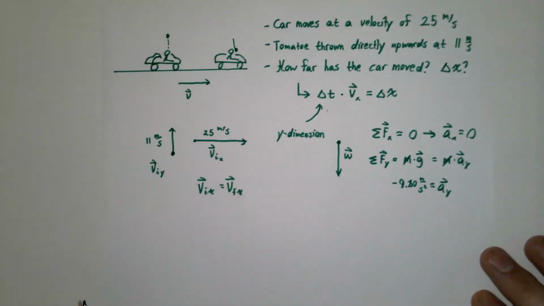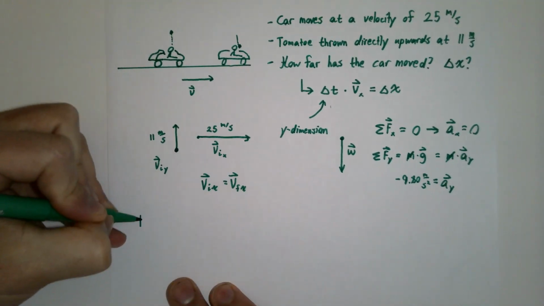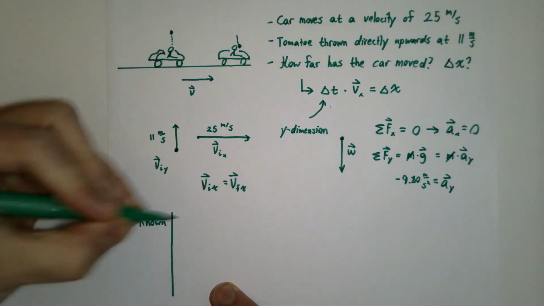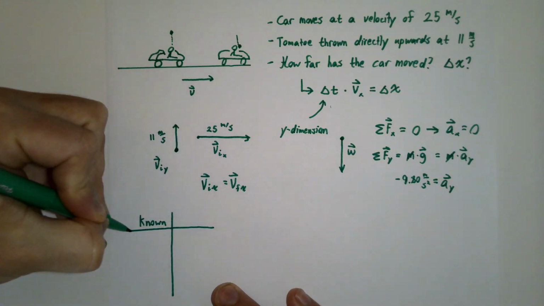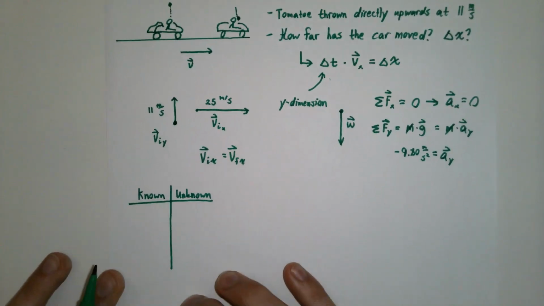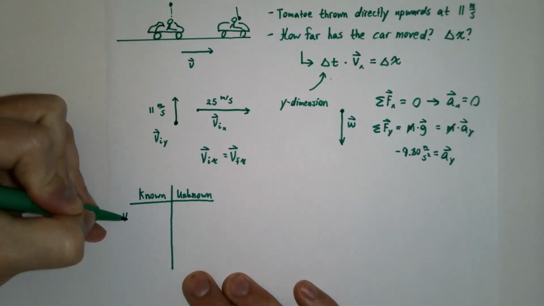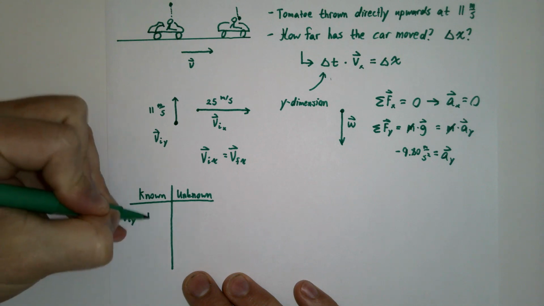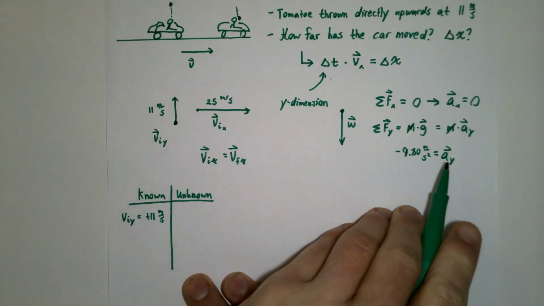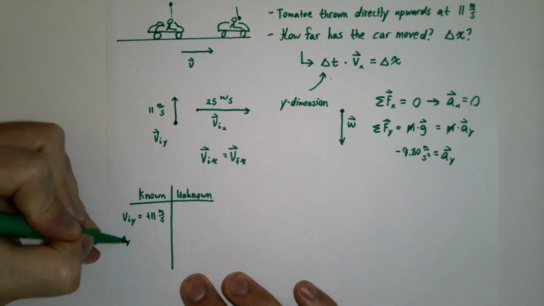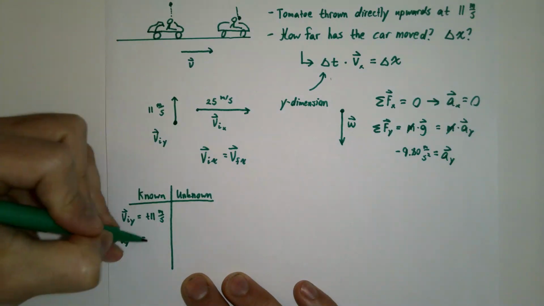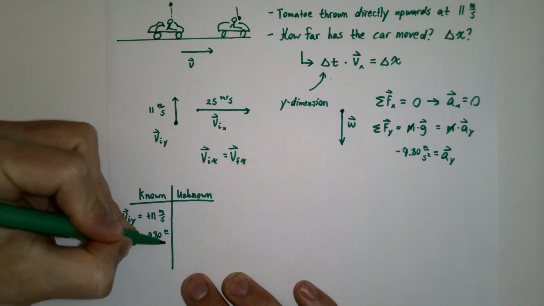All right, so looking at the y dimension, we need to make a known and unknown t-chart here. What do we know about the motion of the object in the y dimension? And what do we not know about the motion of our object in the y dimension? Remember, our object is a tomato. Our initial velocity in y is equal to positive 11 meters per second. It's thrown upwards at 11 meters per second. We found that its acceleration in y is negative 9.80 meters per second squared.